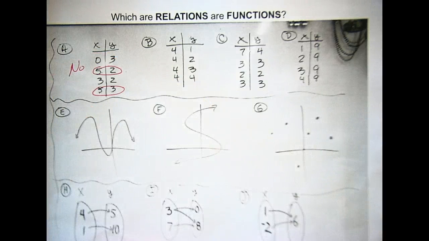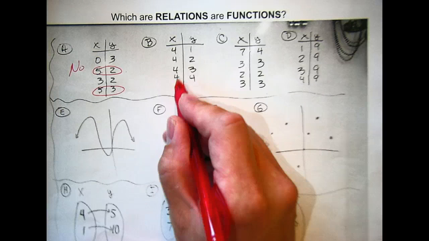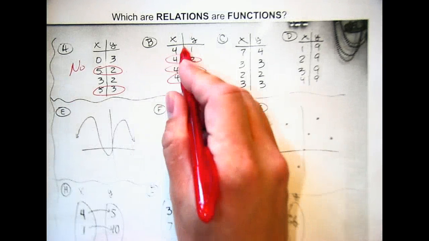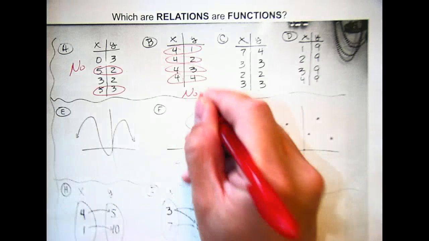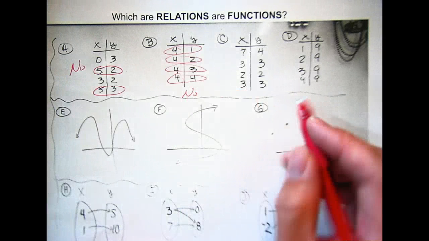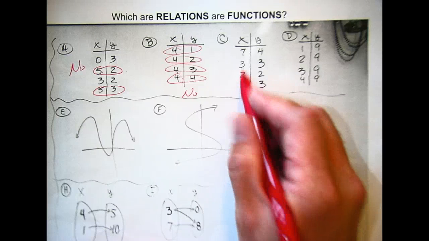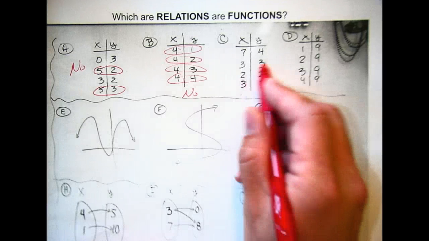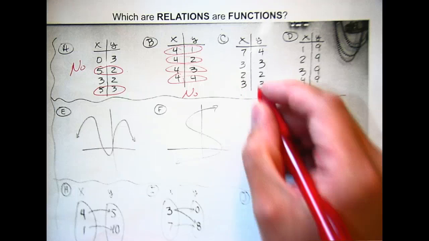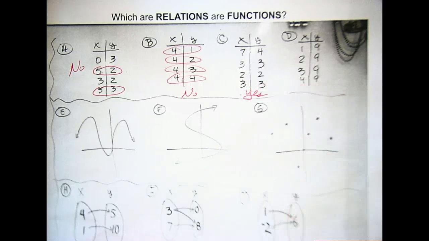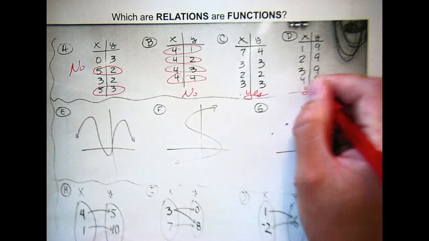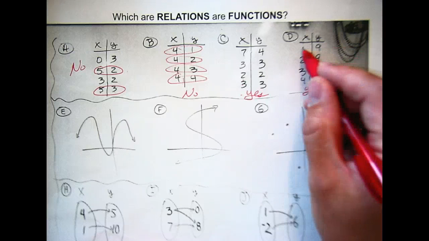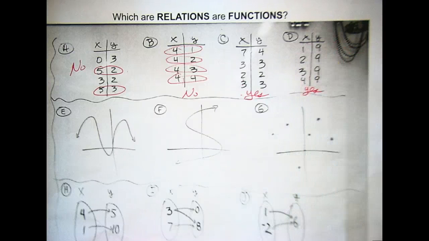Function? No. Look at all these x's going to different y's. Same x going to different y's. Letter C. Function? Yes. Well, hold on. X repeats right here. They're both the same. Good. Same y value. It's okay. So yes. How many got that one? Tried to trick you. Letter D. Function? Yes. It's okay to go to the same y. You just can't have the same x going to different y's.